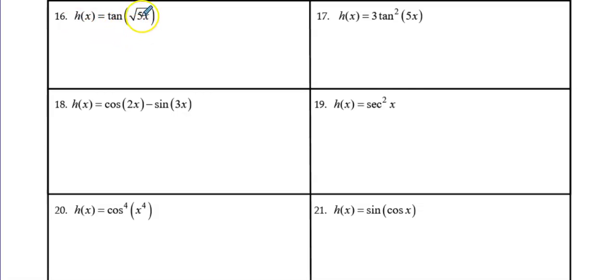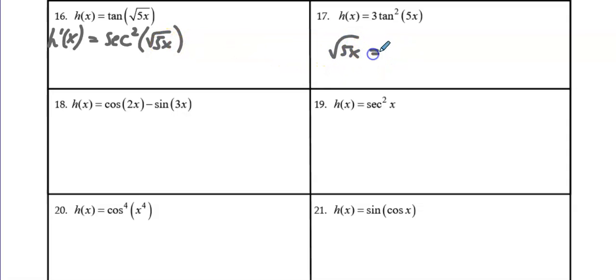Now this one, ladies and gentlemen, is a little bit trickier for students just because the theta is the square root of 5x. So this is all underneath a radical. For question 16, we're going to take the derivative of this function. We're going to leave what's inside the parentheses, or our theta, alone, and take the derivative of tangent. Well, the derivative of tangent is going to be secant squared, and we're going to leave what's inside the parentheses alone. Now again, because both of these are underneath the square root, as a little side note, this is really going to be 5x to the 1/2 power.